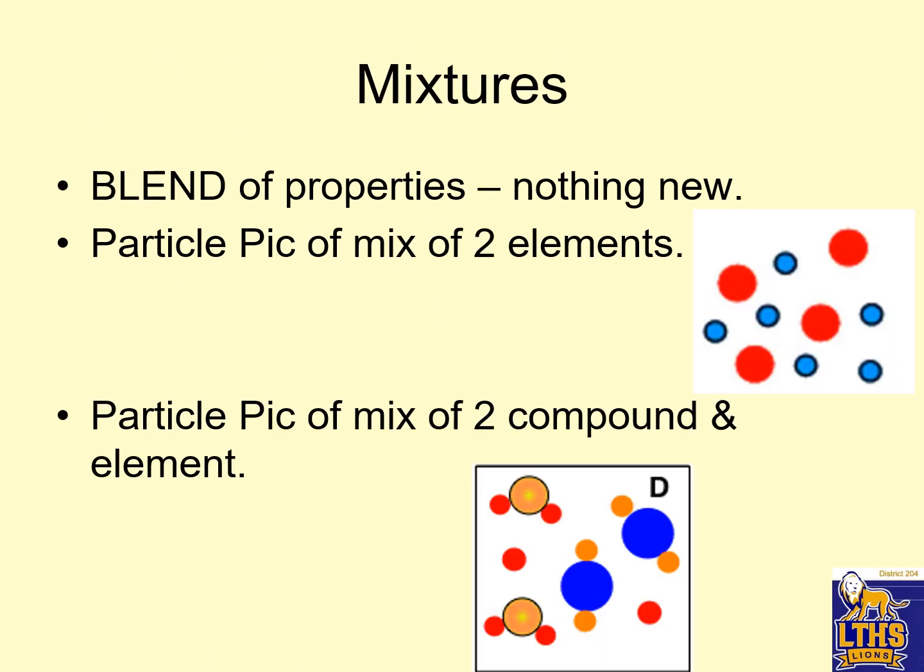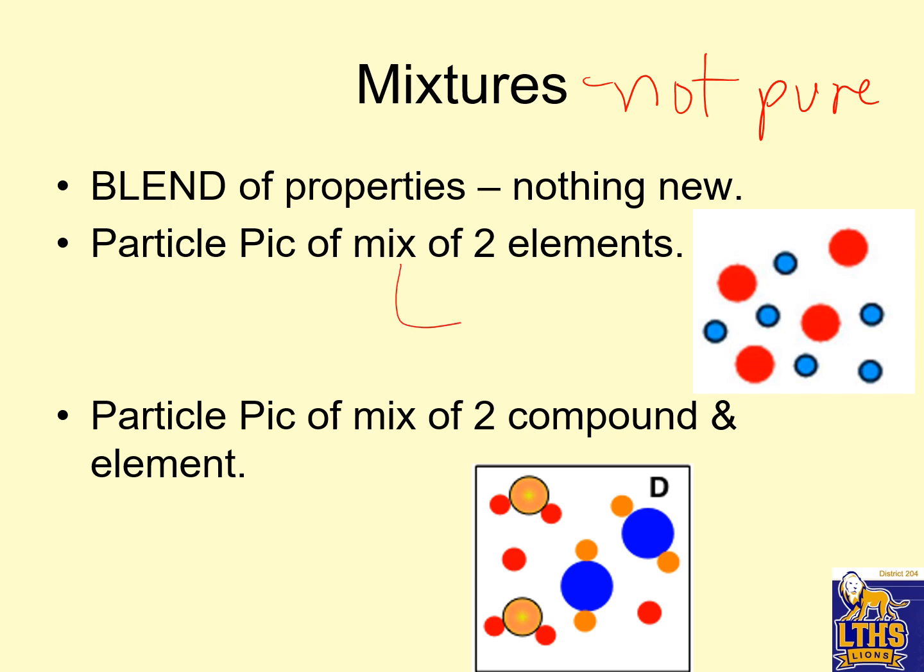So mixtures are very different than elements and compounds because they are not pure. Mixtures, not pure. All right. It's a blend. It's a blend of properties, so nothing new forms. It's just a mix of different elements or different compounds or different elements and compounds, and it gets pretty complicated. But the pieces of a mixture keep their own identity.